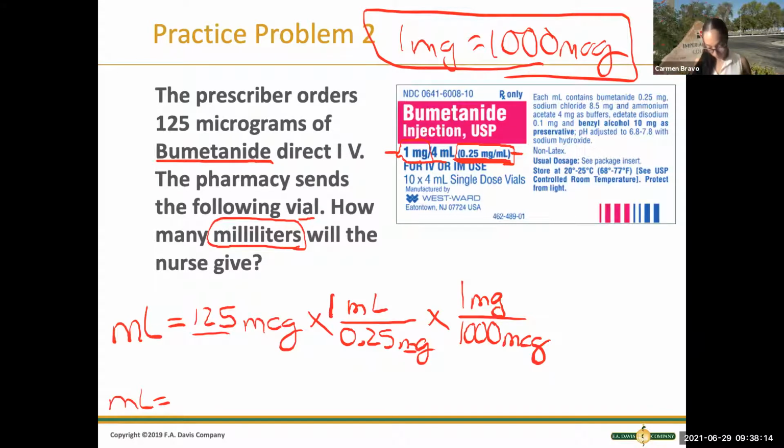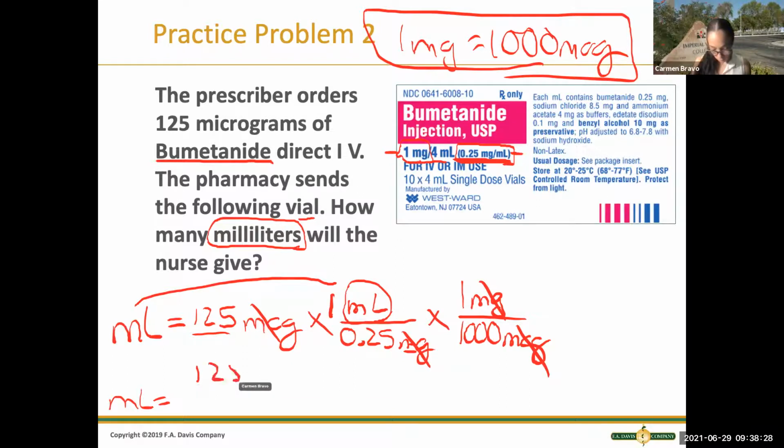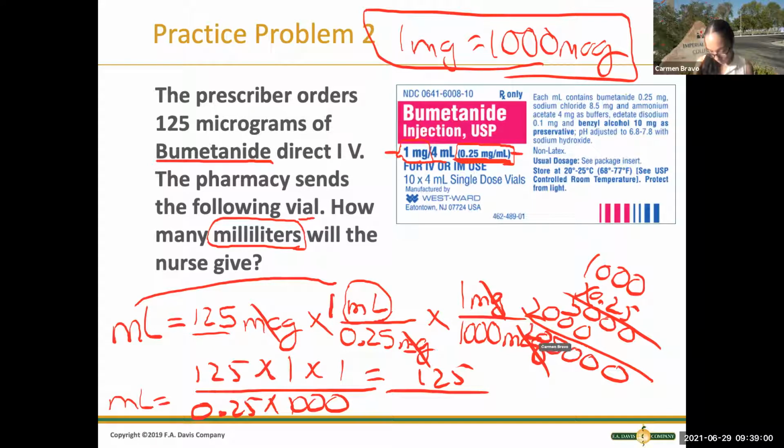So now, can I cancel out stuff? Yes, right? So I'm going to cancel mcgs with mcgs, milligrams with milligrams, and I am left with mLs, which is exactly what I'm looking for, right? So now I'm going to multiply the 125 times 1 times 1, and then the 0.25 times 1,000. So 125 times 1 times 1 is 125, right? And then if I multiply 1,000 times 0.25, that's a lot of zeros.